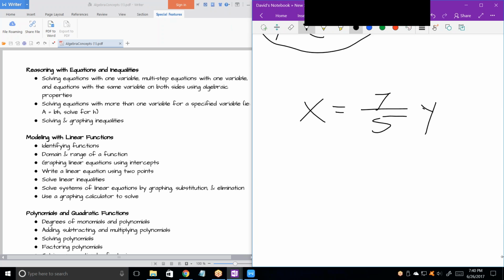Solve that for y. What's y equal? Multiply by 7/5 to each side. Now, if I multiply by 7/5, notice what's going to happen. That doesn't cause anything to go away on the right side.